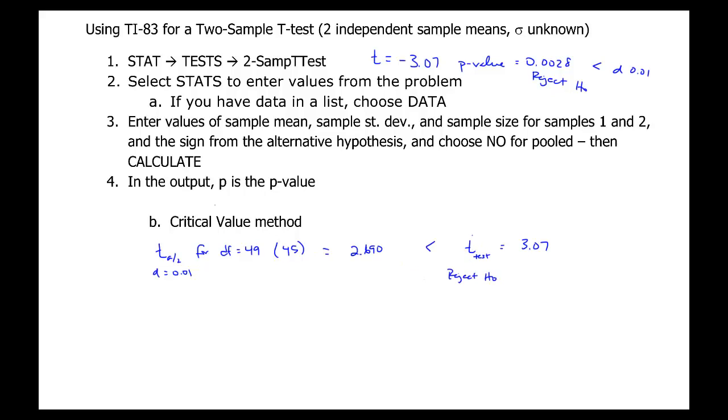So you'd have to do your calculation for t in order to get that, and then look up your critical value of t in the table. If you're getting the t from your calculator, you're also getting the p-value anyway, so you may as well just do the p-value method. So we're not going to spend a lot of time on the critical value method. But let's take a look at confidence interval.